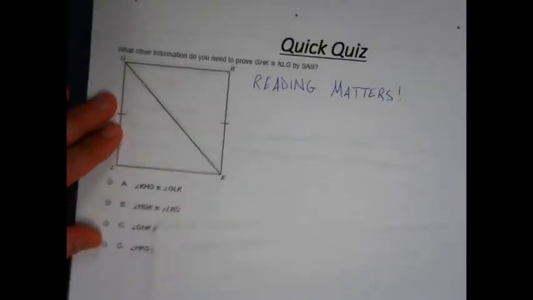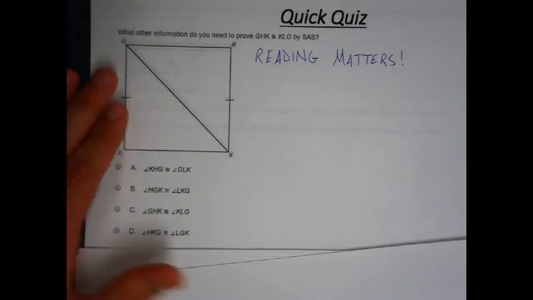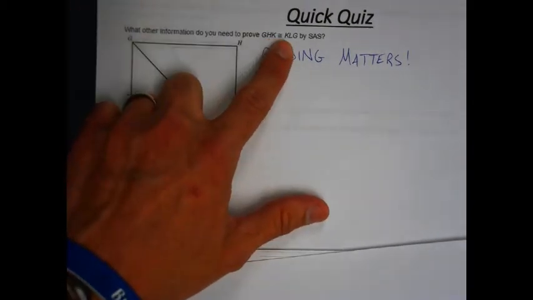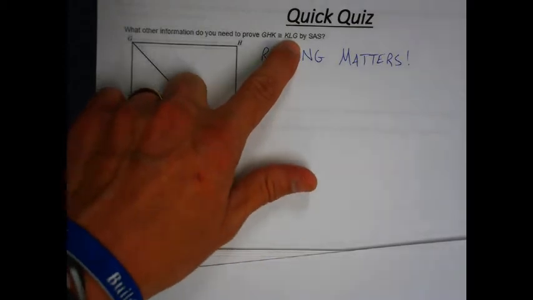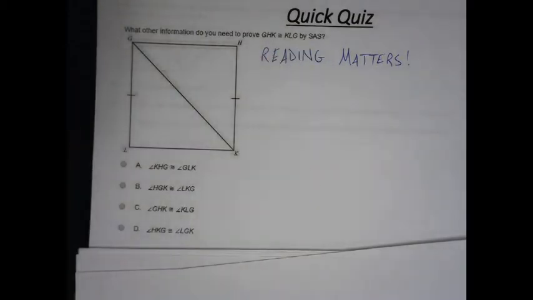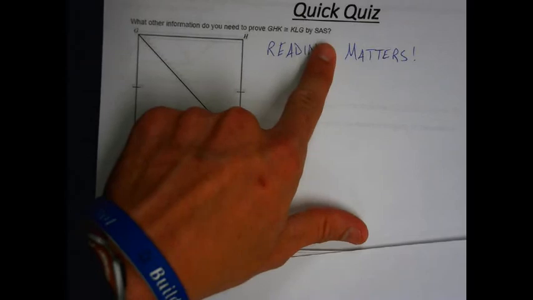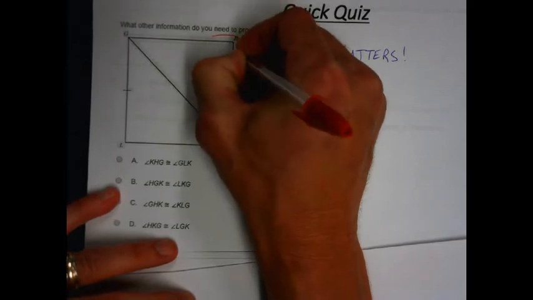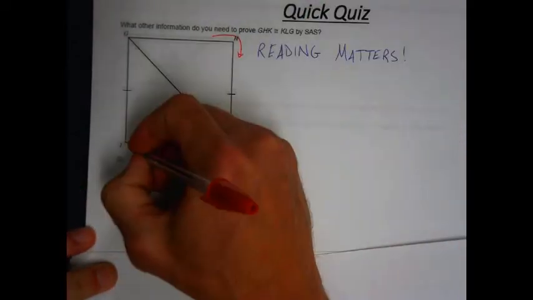So here's what a quiz would look like. So we got this big shape. What other information do we need to prove GHK congruent to KLG by side, angle, side? Okay, so this is the key. We're going to prove side, angle, side. Remember, reading matters. GHK, which way is that being read? GHK is being read this way, and then KLG is being read this way.